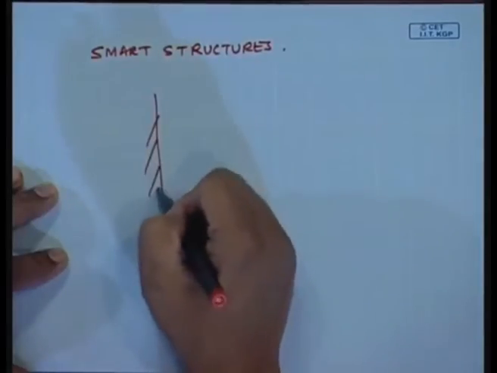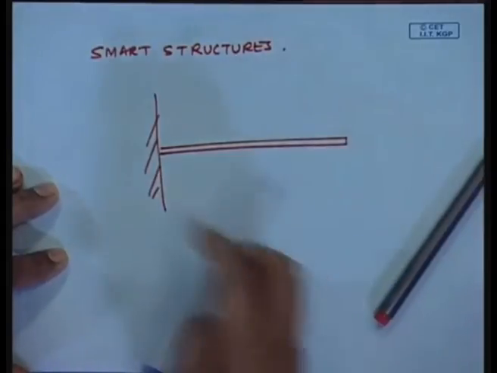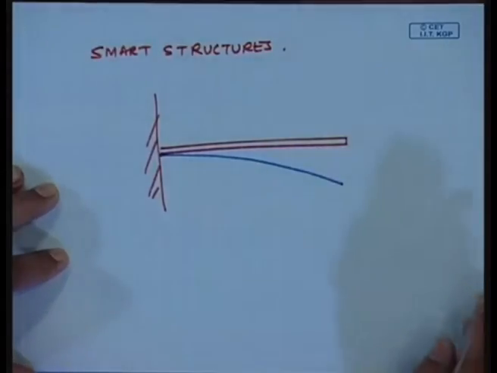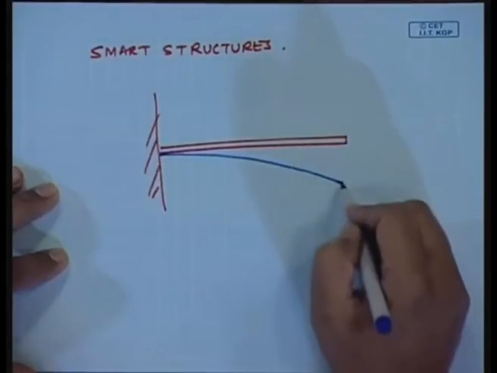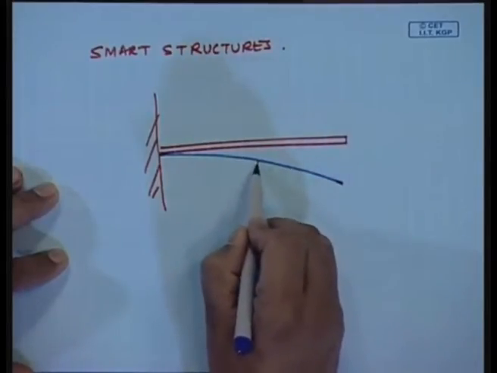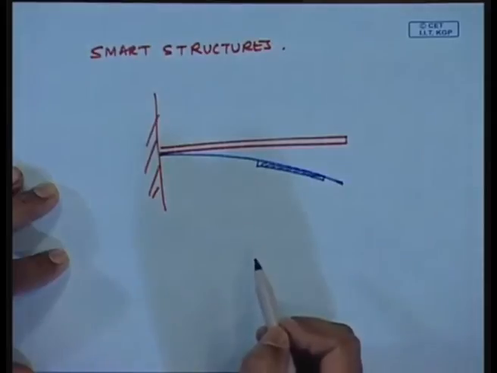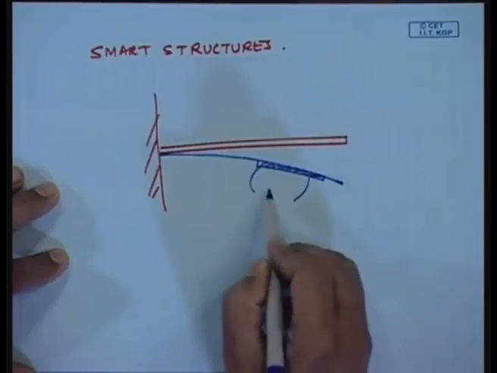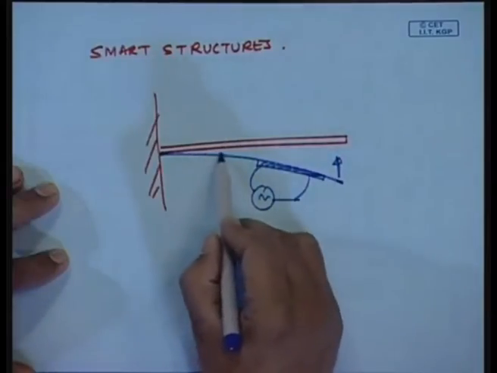Just for an example, say I have a cantilever beam. In its first mode of vibration, it will have a mode shape like this. Now, suppose it is having a motion and I want to reduce this motion here. So, what I could do is, I could perhaps bond certain piezoelectric material and give a proportional electrical charge here, so that this comes back.